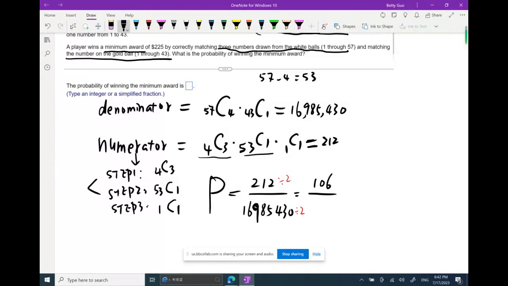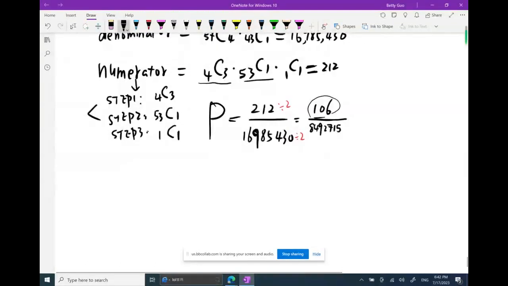16,985,430 divided by 2, we have 8492715. So 2 doesn't work anymore because the denominator is not even. Let's try 3. 3 doesn't work because the numerator is not divisible by 3. 5 doesn't work. What about 7?